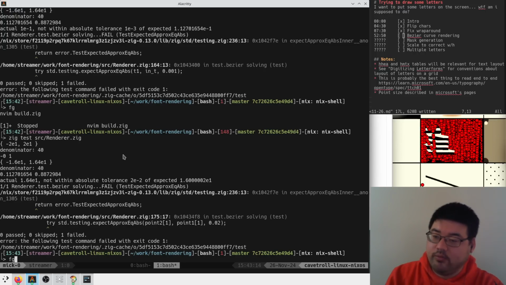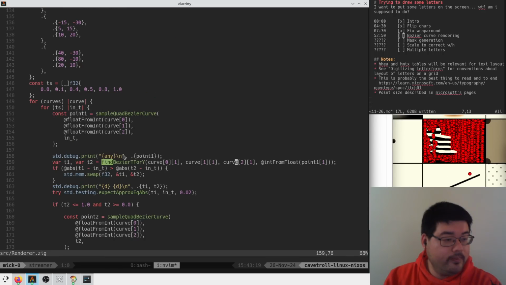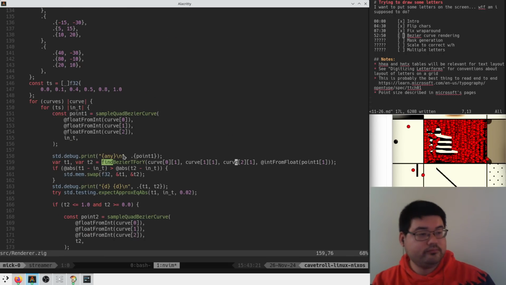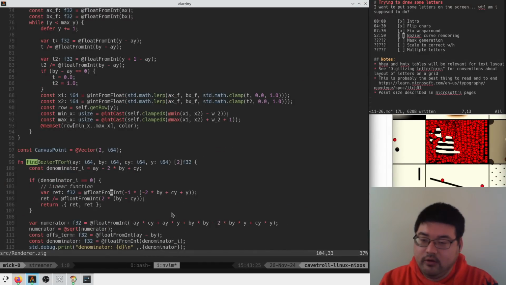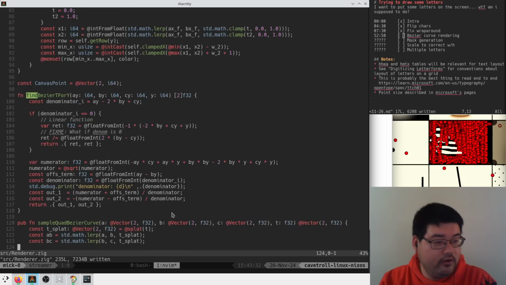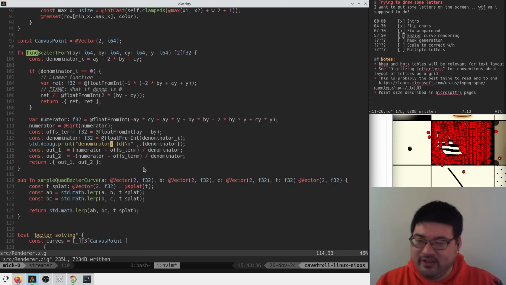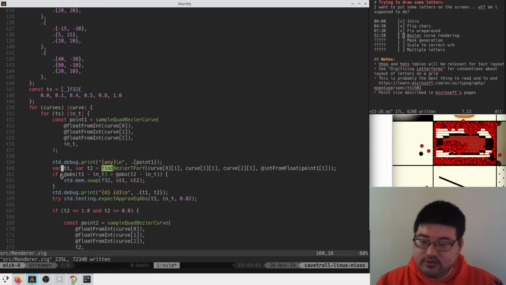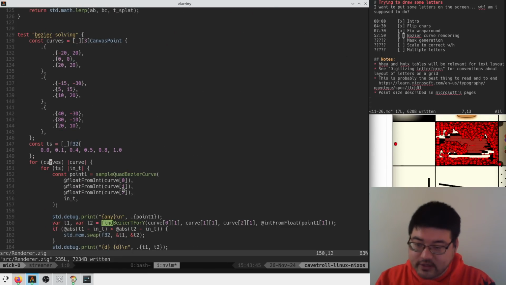Okay, so what are we looking at here? I should put a FIXME on here. What if denom is 0? So we probably just want to start throwing in more logs here, right?